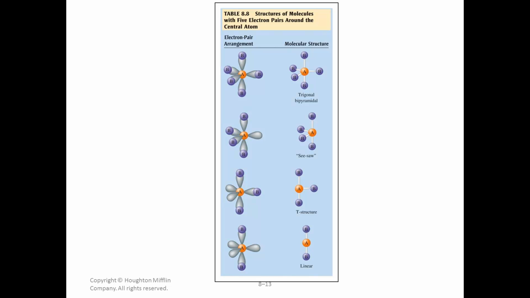When we have 5 groups of electrons around a central atom and we begin having lone pairs, then we go from having our trigonal bipyramidal molecular geometry to a seesaw molecular geometry with 1 lone pair, a T structure when we have 2 lone pairs, and a linear molecular geometry when we have 3 lone pairs. Keep in mind that here the electron arrangement is trigonal bipyramidal.